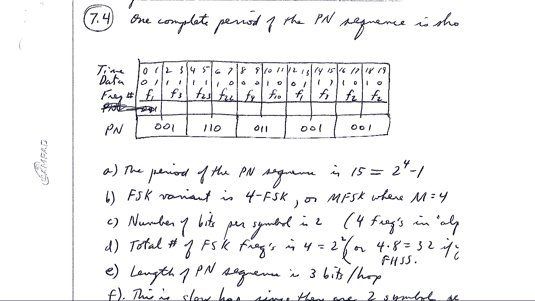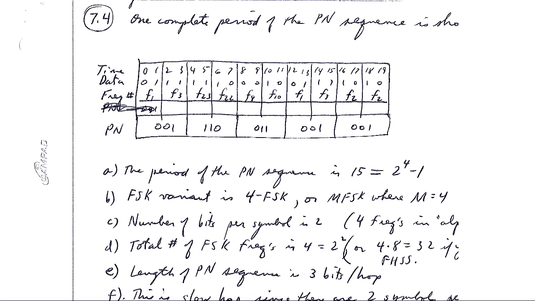Now, if we include the fact that we're using frequency hopping as well, then we've got 8 different frequency hop bands, and in each band we have 4 frequencies. So you might answer that there are 32 total frequencies if you include both the pseudo noise, that is the frequency hopped spread spectrum bands, and the FSK frequencies within each band.